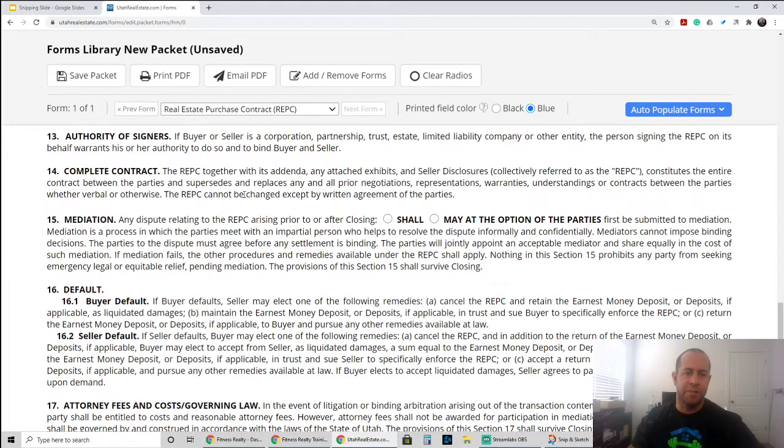The REPC cannot be changed except in writing, of course. And one quick note, the complete contract is when it's signed by both parties and relayed to each party, and I'll talk about that. There's another section about that as well.